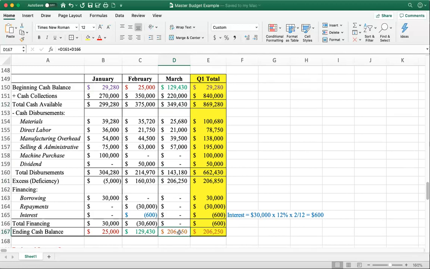The ending cash balance of the last month of the quarter is also the ending cash balance of the whole quarter. So you can see here 206,250 is the ending cash balance of the quarter. Similarly, the beginning cash balance of the quarter is the beginning cash balance of the first month of the quarter, which was January. 29,280 is the first month of the quarter. So the beginning cash balance of the quarter is 29,280. So the ending cash balance is 206,250, which will go into balance sheet from here.